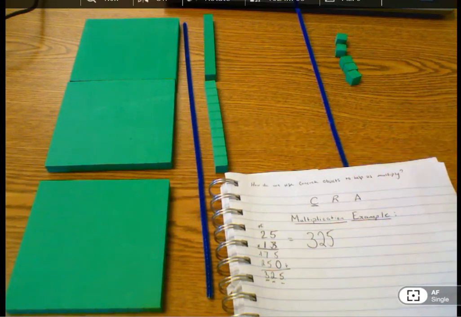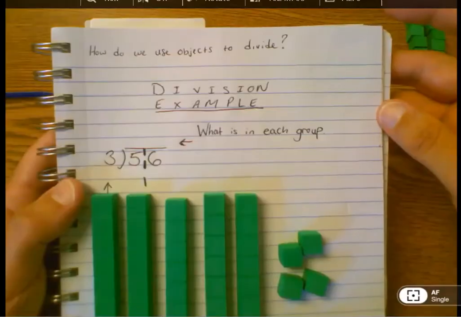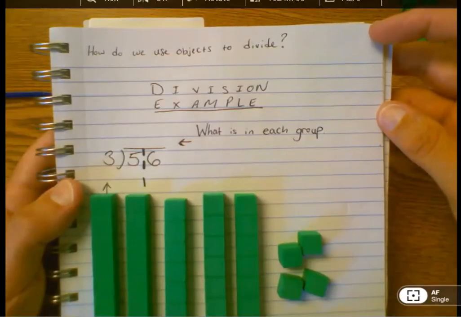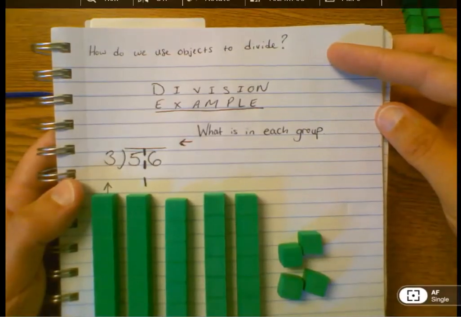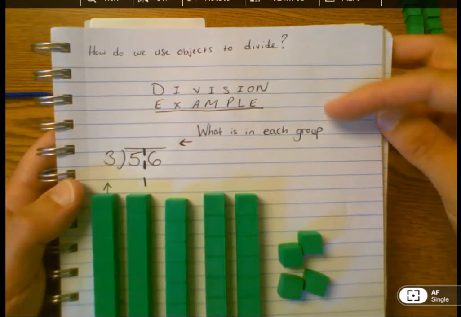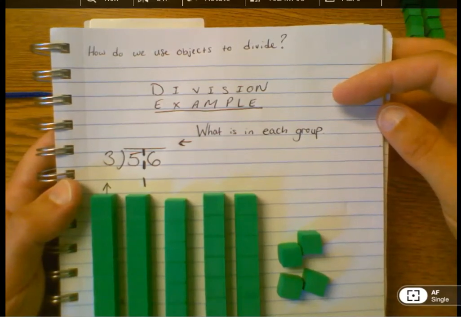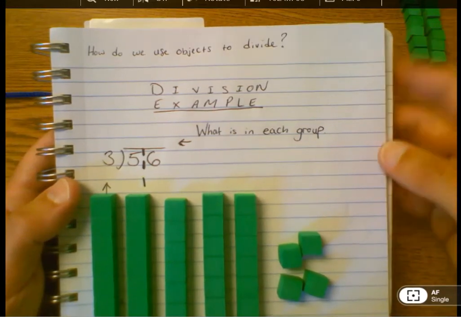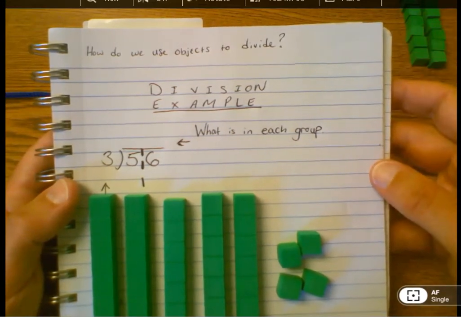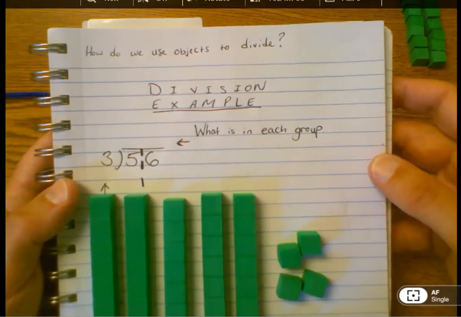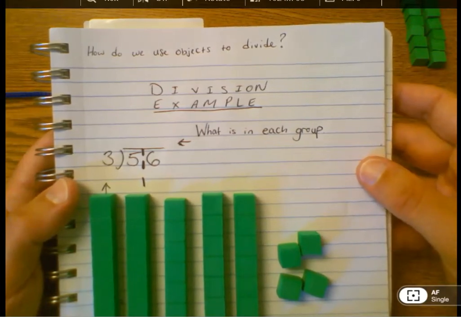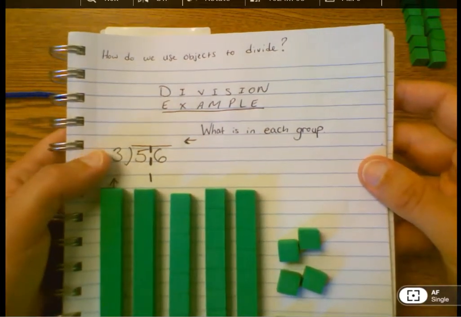Did you know you could also do that with division? Let's shift our focus to division. Main question, how do we use objects, concrete objects like base 10 blocks, as you see below, to divide? The division example. 56 is my dividend, 3 is my divisor. So 56 divided by 3. First of all, we're looking for the quotient, or the answer, or what is in each group. And the total number of groups is 3.